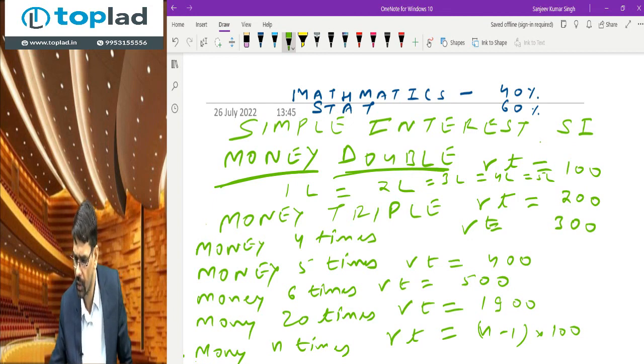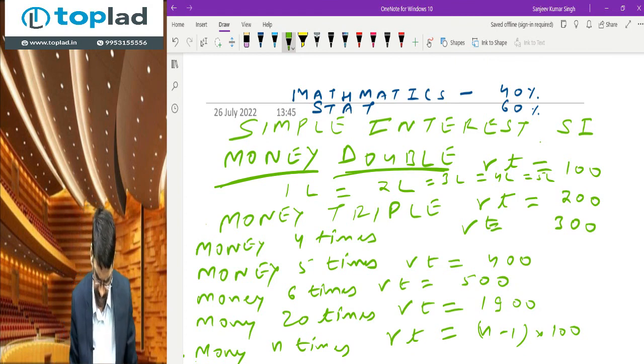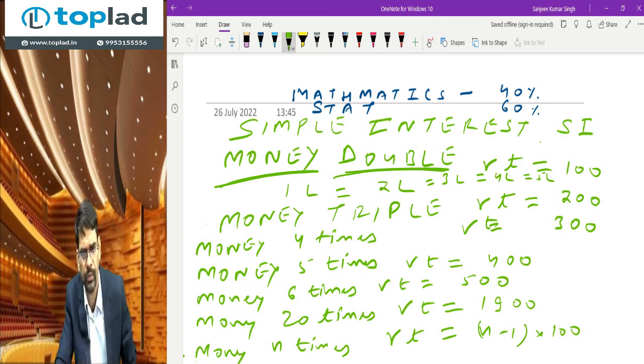Okay, friends? Very important concept I have discussed today. After how much time do you get the money double, triple, 4 times, 5, 6, 20 and n number of times. This is a very important formula I have discussed. Take time and note down in your notebook.